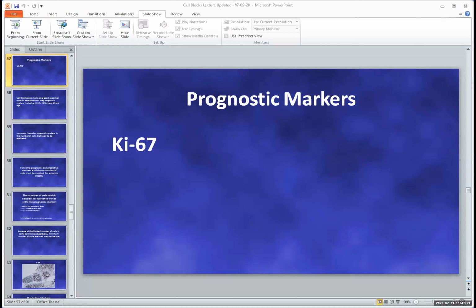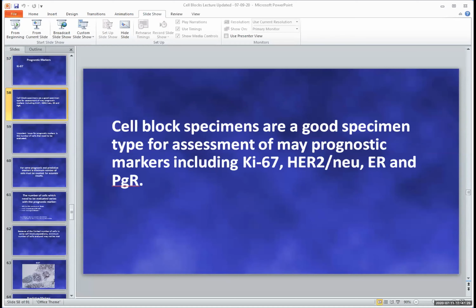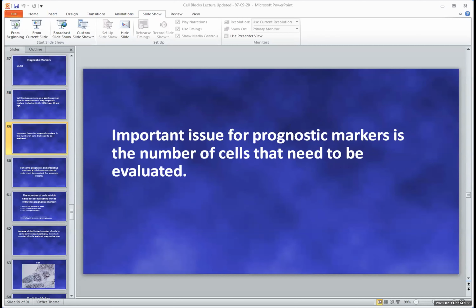Let's look briefly at prognostic markers. Ki67 is probably the one that I use most today. Cell block specimens are very good specimen types for assessment of many of the prognostic markers that are used. HER2/neu has some prognostic accuracy in predicting how patients will do with low-grade node-negative carcinomas. ER and PR also have some prognostic significance, although they tend not to be used for that today.